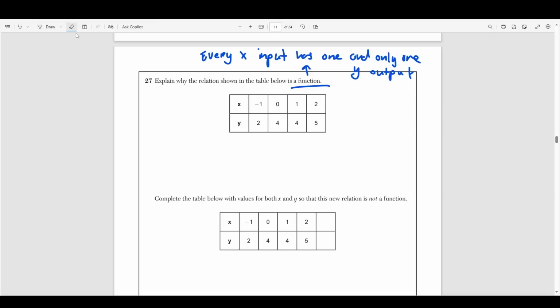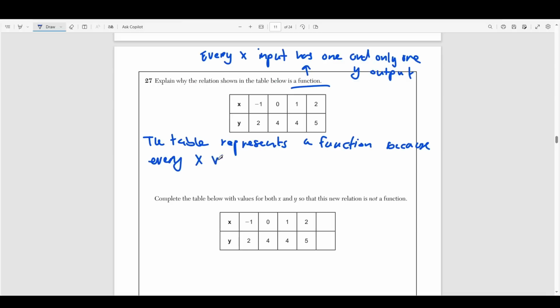Every single x value corresponds to only one y value, which is what makes this a function. So if you want to explain that, you can say that the table represents a function because every x value maps onto one y value. Or you could say that it represents a function because every x input corresponds to only one y output.